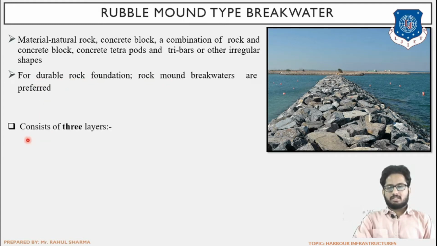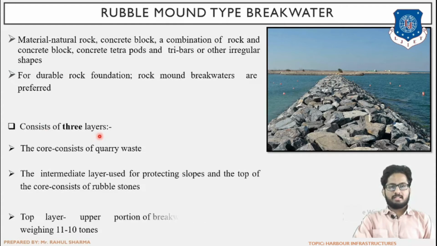Next, the three layers which we have already seen in the previous sketch. Core consisting of quarry waste, that is waste soil, can be used in the innermost portion. Intermediate layer is used for protecting the slope, for protecting the core, and consists of rubble stones. Top layer, the uppermost portion, may consist of heavy blocks or large size rubble.